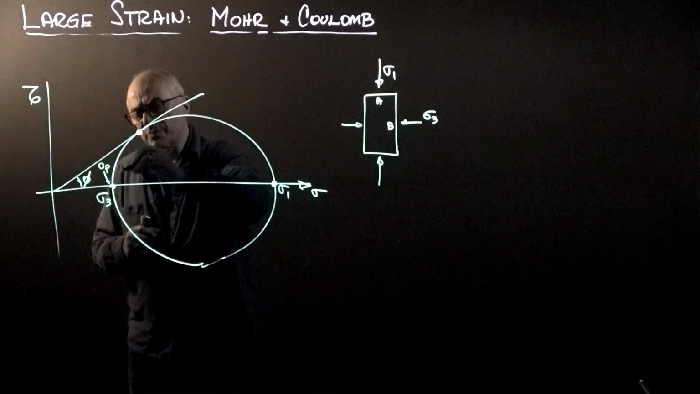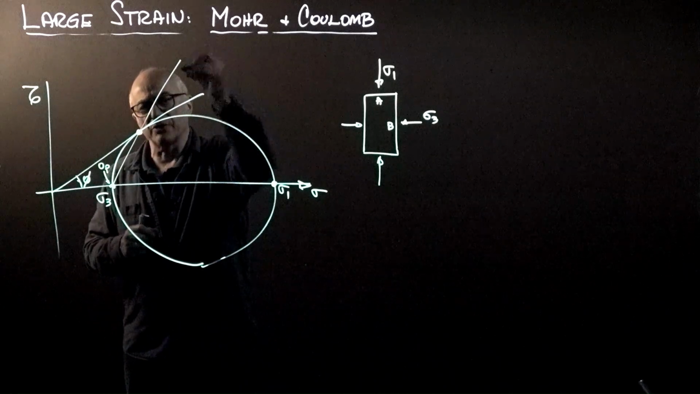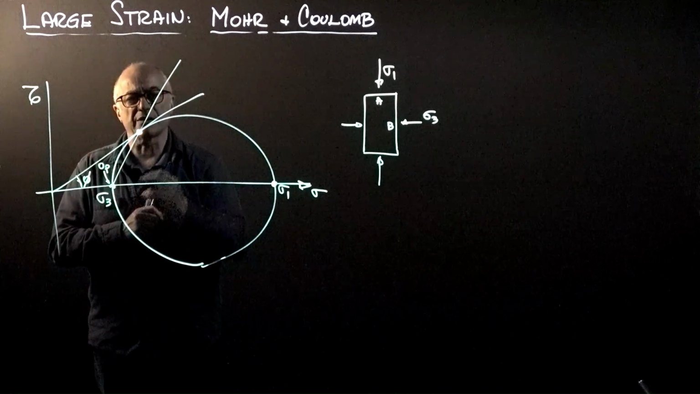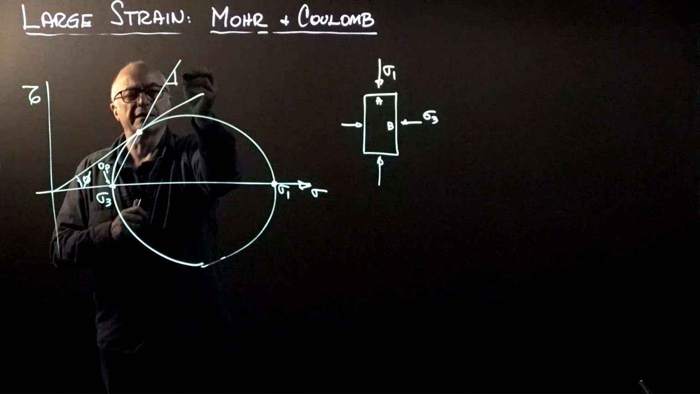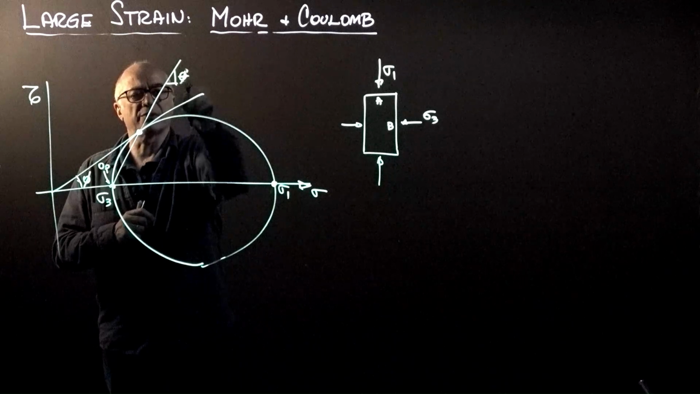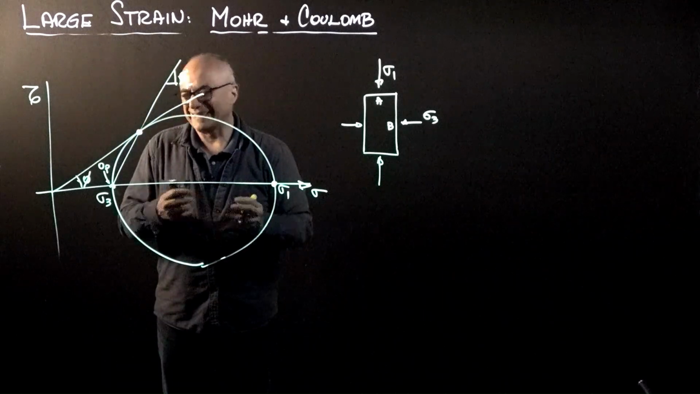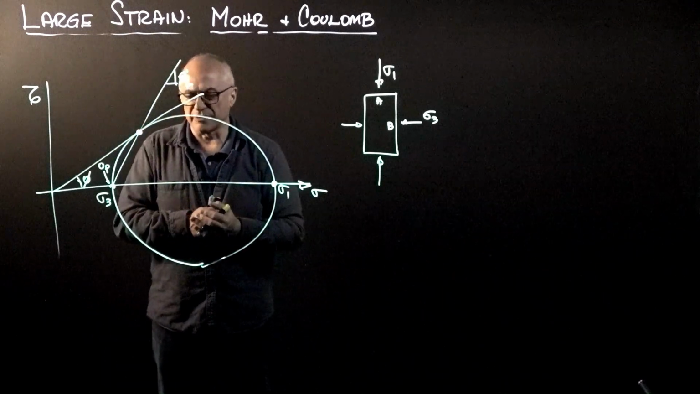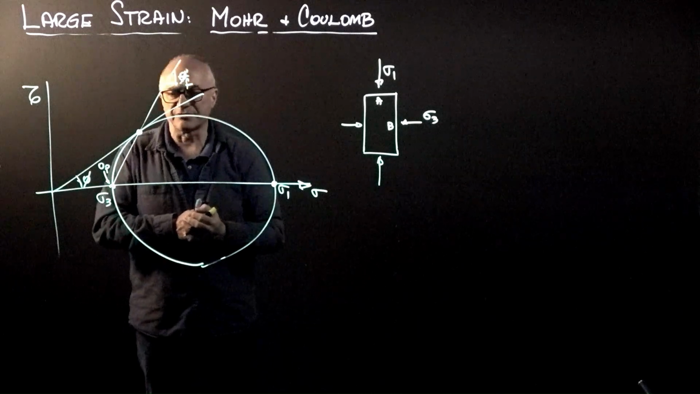From the origin of planes, we connect to the point where the stresses are at failure, and this is the orientation, theta, of the failure plane. And clearly there must be a relationship with the friction angle. Let's see if we can identify it.